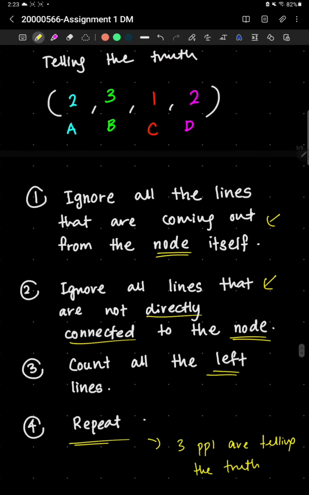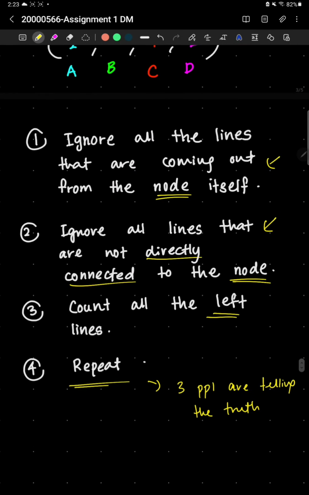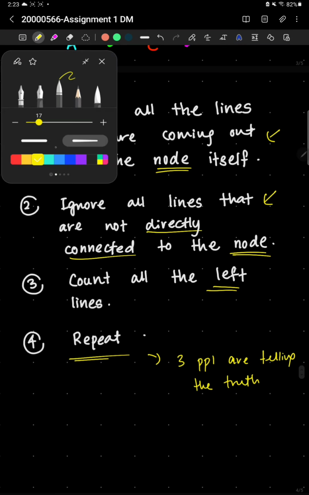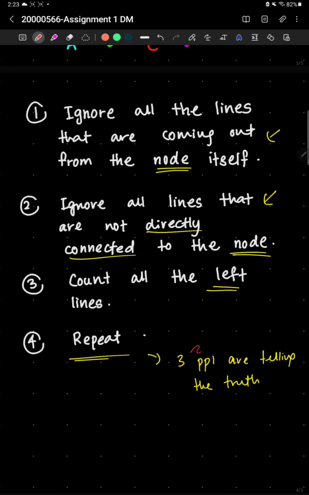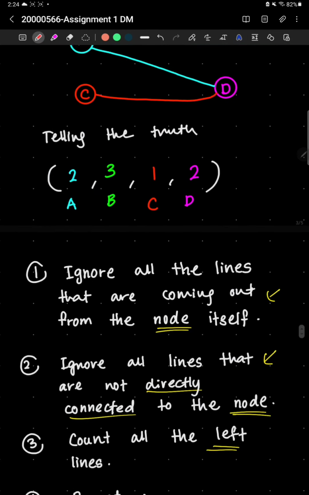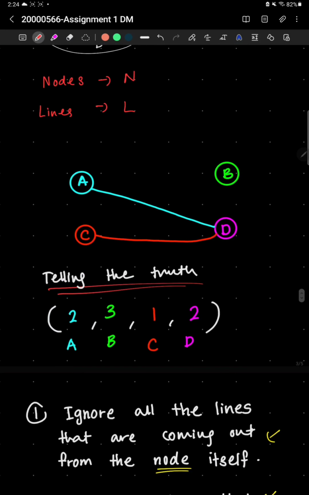Why? Because our main goal is to find three people that are telling the truth. Since this is a truth table, which is the one that has three? Obviously it is B. So B is the thief. So who is the thief? Benoit. That is how to solve a crime like this using graph theory. That's all from me. Thank you.